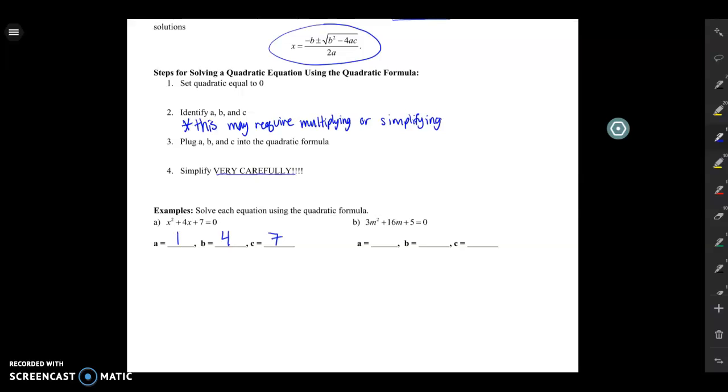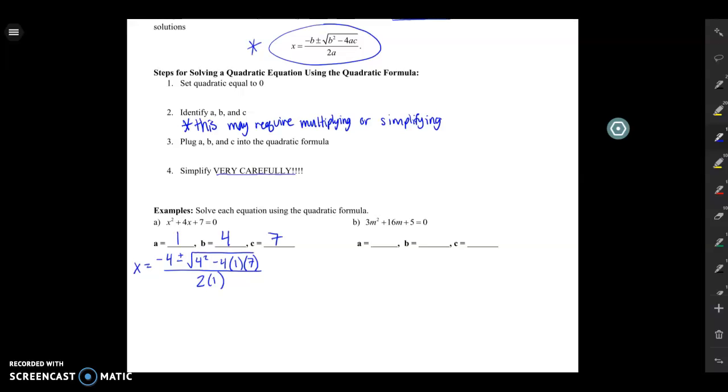Now we're just going to plug those values back into the quadratic formula that we have up here. So we're going to have x equals negative b, so in this case negative 4, plus or minus the square root of b squared, so 4 squared, minus 4 times my a value, which is 1, times my c value, which is 7. And all of that is divided by 2 times my a value, which is 1. You might want to press pause here and make sure you understand how I plugged in those numbers to the formula to get this new fraction.